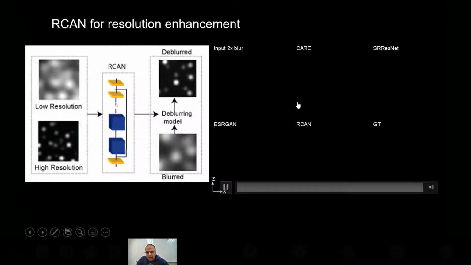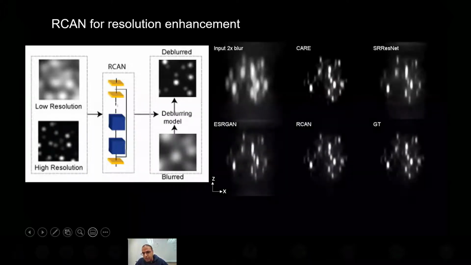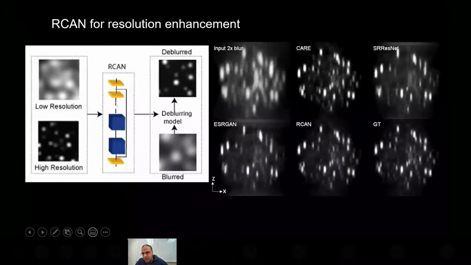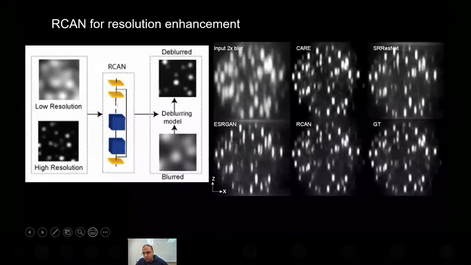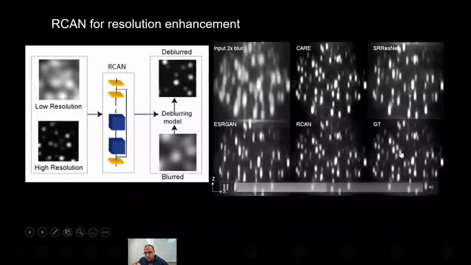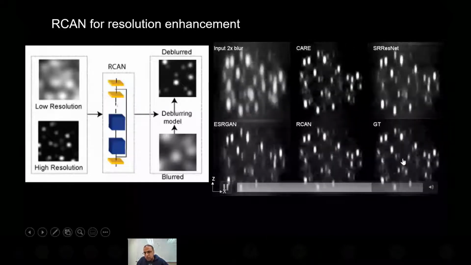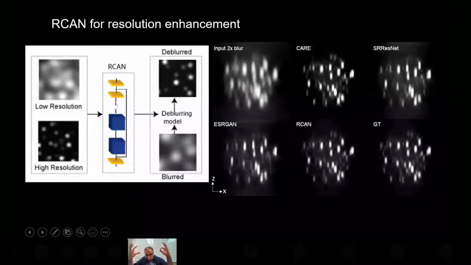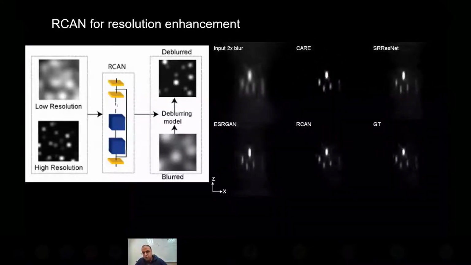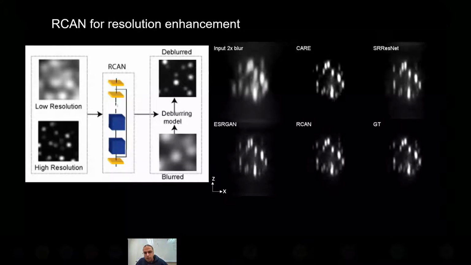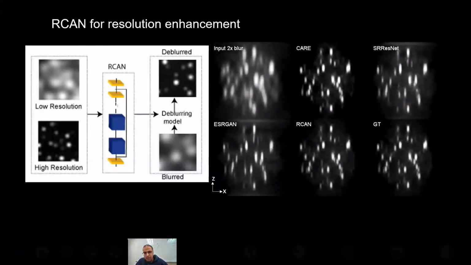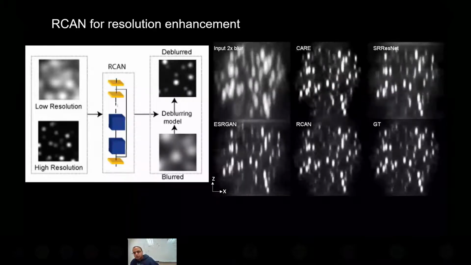And then you challenge the neural network with blurry input the network has never seen before and ask how well can you deblur. And so to start getting an empirical handle on this, we started with simulations of small spherical particles that were right at the resolution limit of the microscope, the point spread function. We then took this ground truth and blurred it with a kernel that was twofold larger than the ground truth in X, Y, and Z. And we just asked how well do different neural networks reproduce the ground truth.